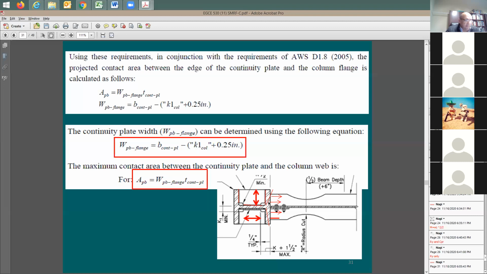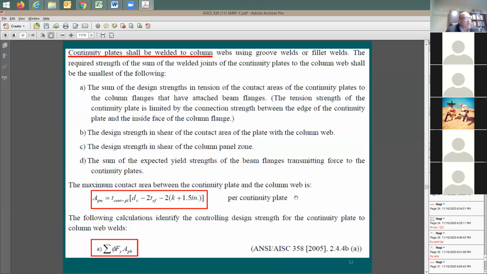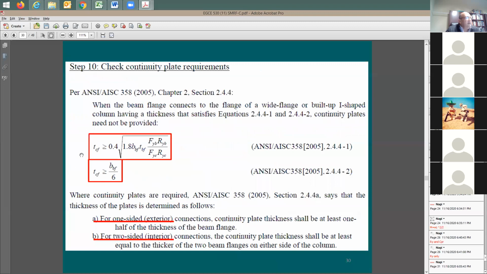You say, okay, I need to do a check here, and here's a check. The check says tcf. What is t? Usually, tf is what? Can someone help me? Flange thickness of the column, right? Flange thickness of the column. Is it about the flange thickness of the column? I'm going to say yes.